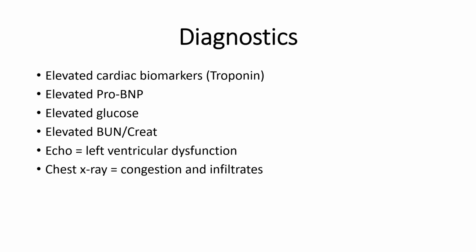If we were to take an echocardiogram on a person with cardiogenic shock, we may see that left ventricular dysfunction. And on chest x-ray, we may pick up on that congestion, especially if it's that diastolic dysfunction. Okay, so we'll see that pulmonary congestion. We may even see a little congestion around the heart.